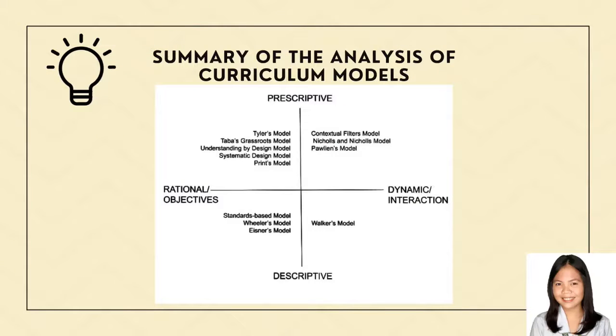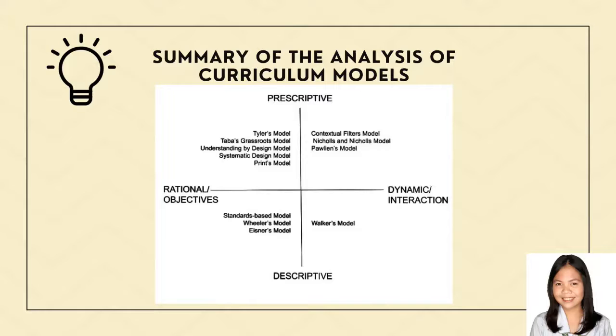And since the reporters have already discussed the meaning of prescriptive, dynamic, descriptive, rational, let us now just summarize everything else. So Tyler's model, Taba's grassroots model, understanding by design model, systematic design model, Print's model are both prescriptive and rational, while contextual filters model, Nichols model, Pawilen's model are both prescriptive and at the same time dynamic.